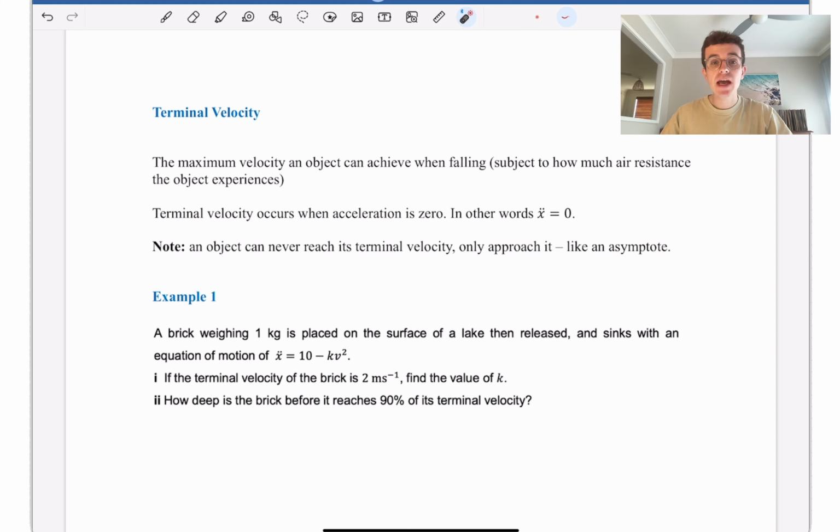It's subject to how much air resistance the object experiences. It's subject to how aerodynamic the object is. It's not, however, subject to how heavy the object is, which is a common misconception. That's in fact why if you drop a pencil and a feather, or a bowling ball and a feather, they'll both hit the ground at the same time in space when there is no air resistance.